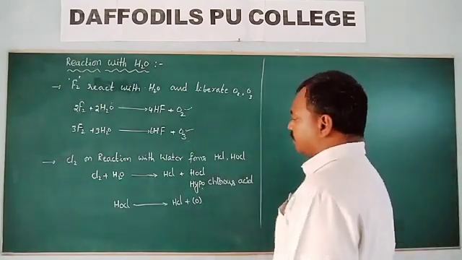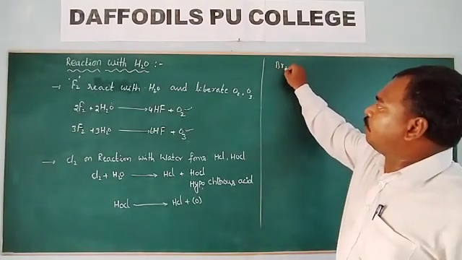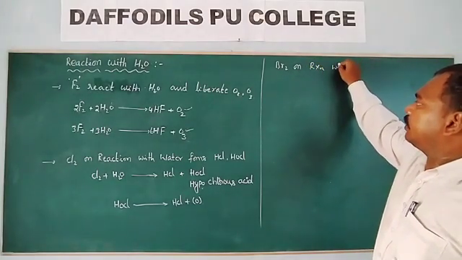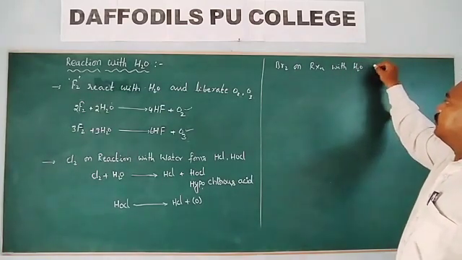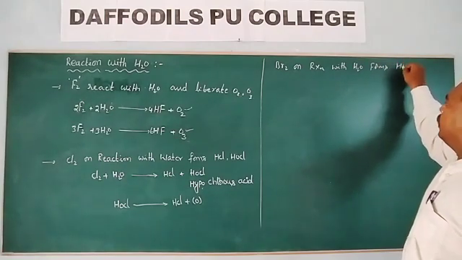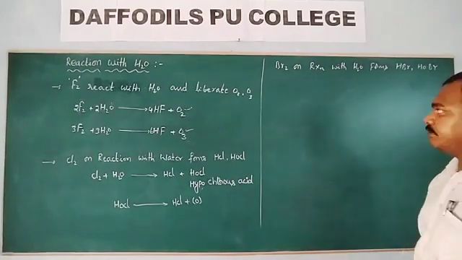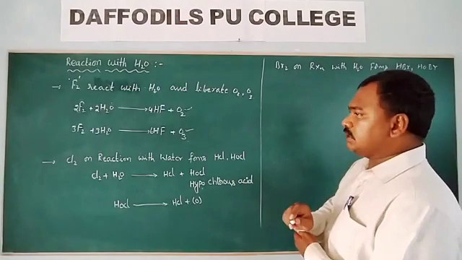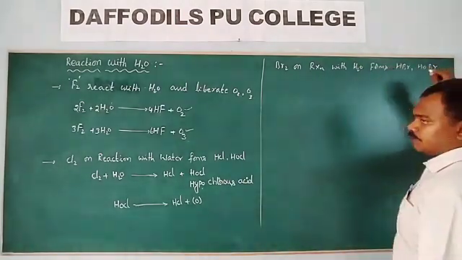Now look at bromine. Bromine on reaction with water forms HBr and HOBr, hypobromous acid. When bromine dissolves in water, you get bromine water, which contains HBr and HOBr.